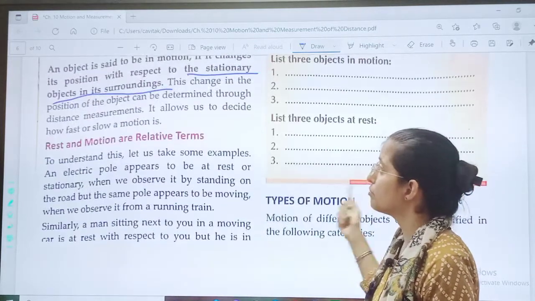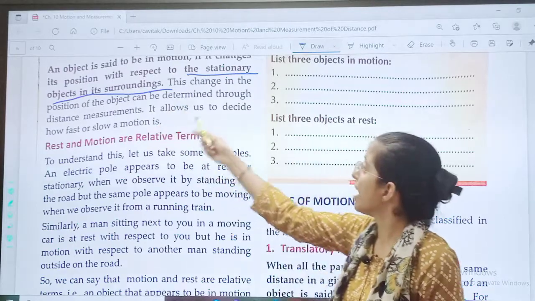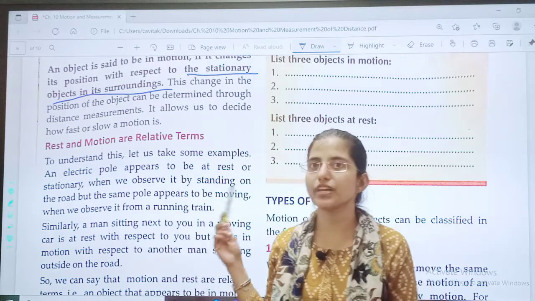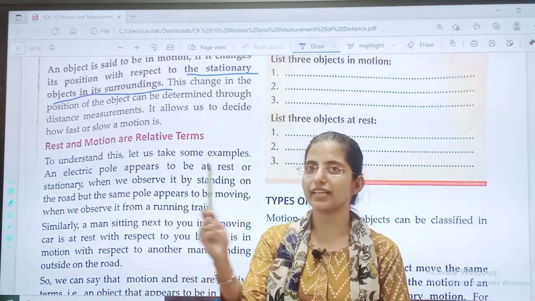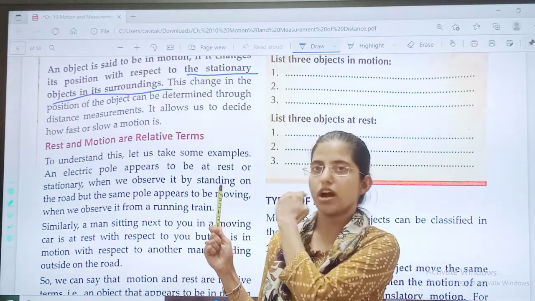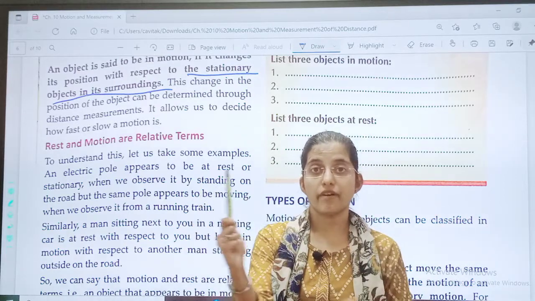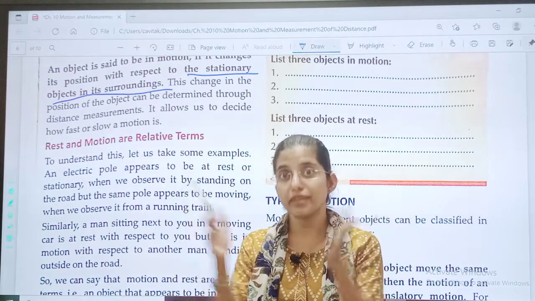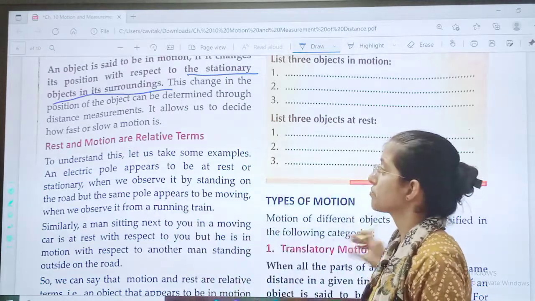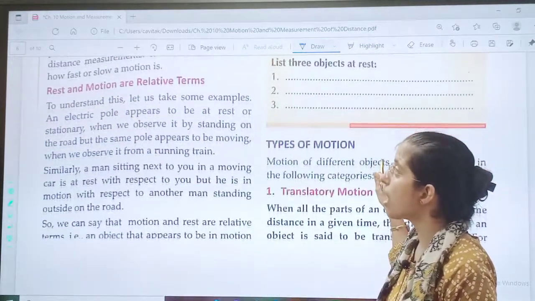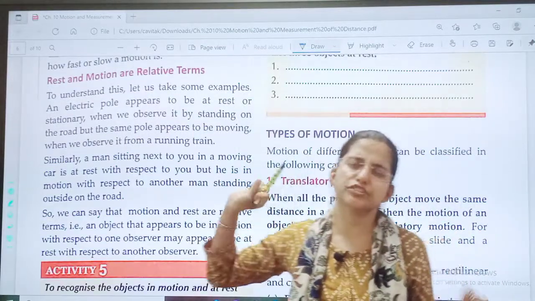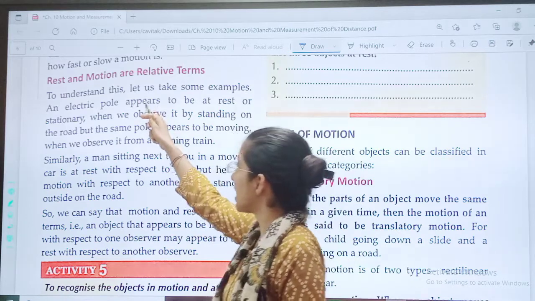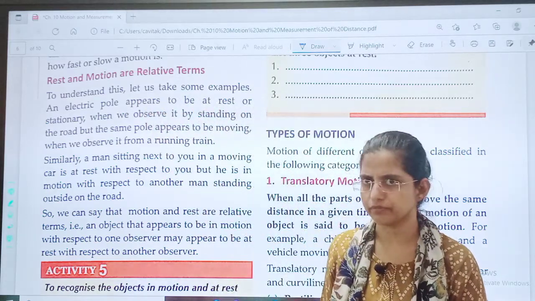The change in the position of the object can be determined through distance measurement. For example, see, if the pen is moving like this, when the pen is here, यहाँ पर हमारा distance कम है. When it is coming here, the distance is more, right? So we can measure the distances. Now, rest and motion are relative terms. So this is something very, very interesting. To understand this, let us take some example.